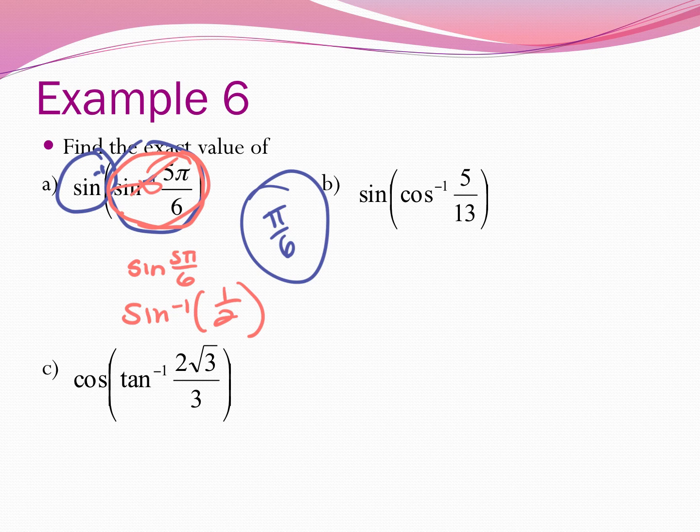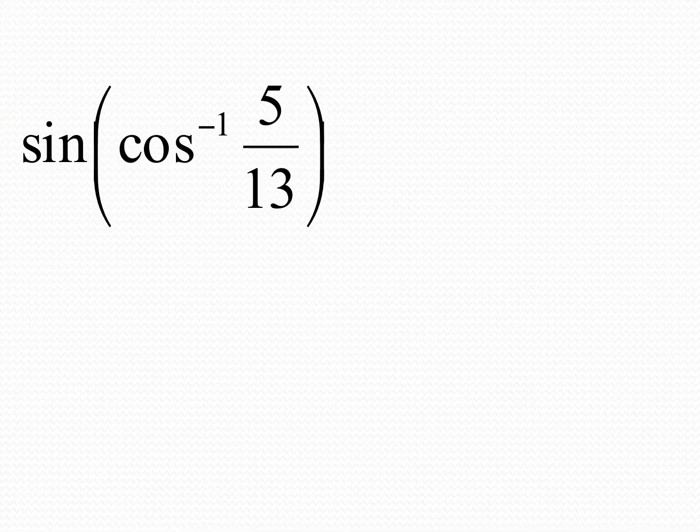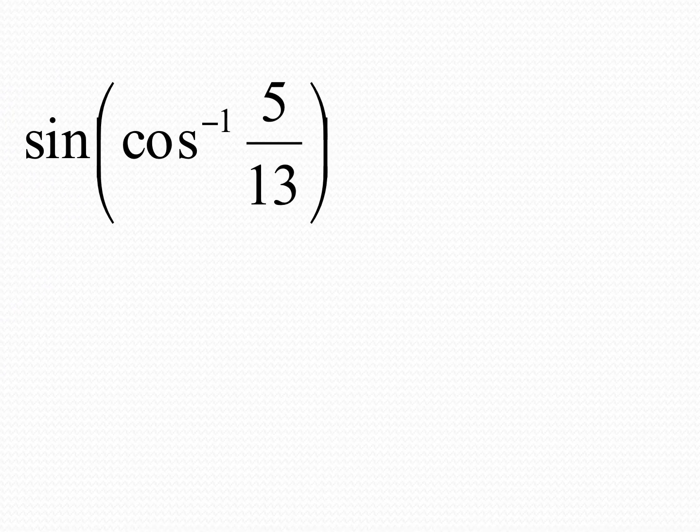Okay, now B is different. B is the sine on the outside and the cosine negative 1 on the inside. And is 5 over 13 on my unit circle? No, what do we do when it's not on the unit circle? You make a triangle. Good job. So I'm going to draw a triangle. I don't know theta, but I'm going to put it in the corner.